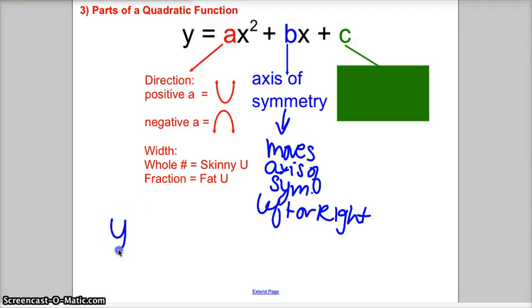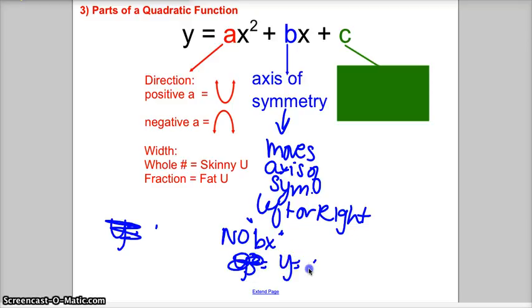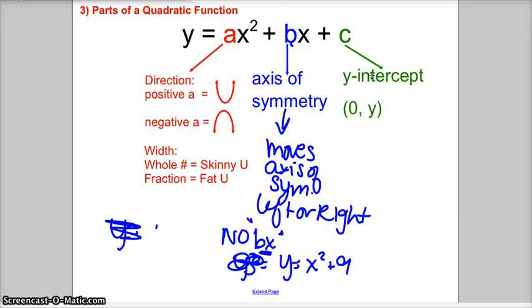If you had an equation without an axis of symmetry, or I'm sorry, they all have an axis of symmetry. If you have an equation with no bx term, y equals x squared plus 9, the fact that there is no bx term means that the axis of symmetry is at 0. The presence of the b value just means that the axis of symmetry is not at 0. And then lastly, the c value is your y-intercept.